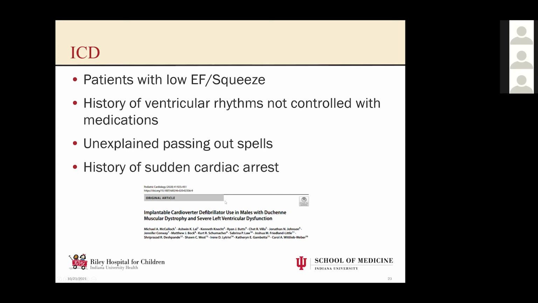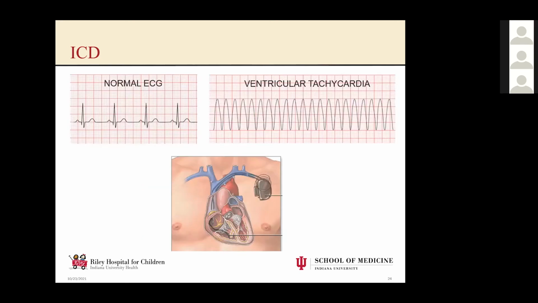And this has actually been studied recently, just out last year, was what have we done in the past with ICDs in patients with Duchenne muscular dystrophy and severe left ventricular dysfunction. And people have utilized it successfully, but we really like to make sure we only do it in patients who would truly benefit from it and not have any harm from it. So we pick a select population.